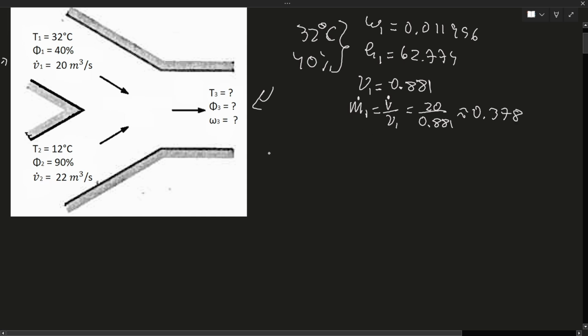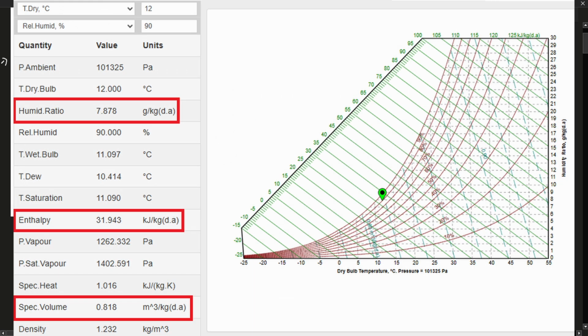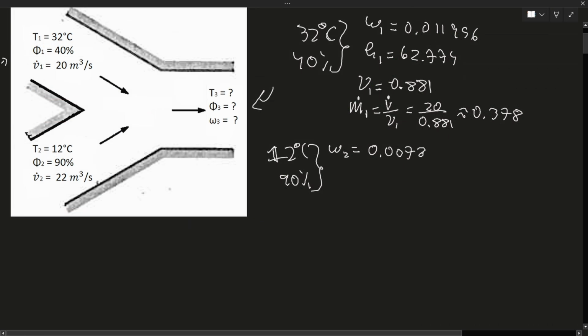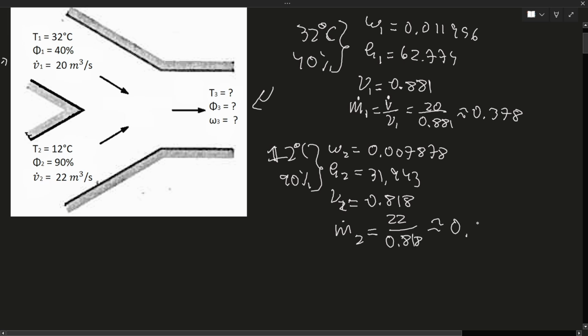Okay? Using the same principle for the second airstream, you have 12 degrees Celsius, 90%. Reading the psychrometric chart, we get an omega of 0.007878, enthalpy of about 31.943, and specific volume of about 0.818. Again, the mass flow rate is equal to the volumetric flow rate, 22, divided by the specific volume, 0.818, which is equal to about 0.51 kilograms per second.